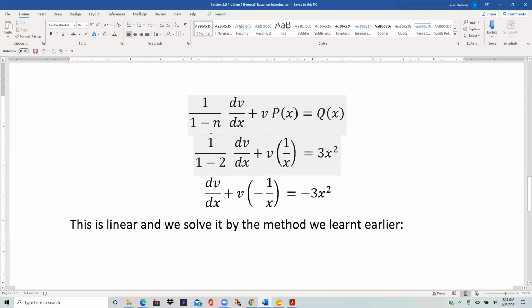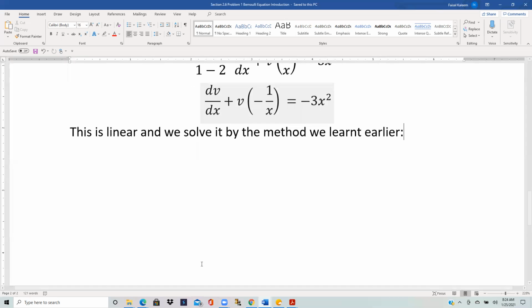Here this thing, 1 over 1 minus 2, is 1 over negative 1, which is negative 1. So to clear the negative from the dv over dx, you multiply everything by negative 1. So this is dv over dx, this becomes v times negative 1 over x, and this becomes negative 3x squared. So now you recognize this is exactly linear.